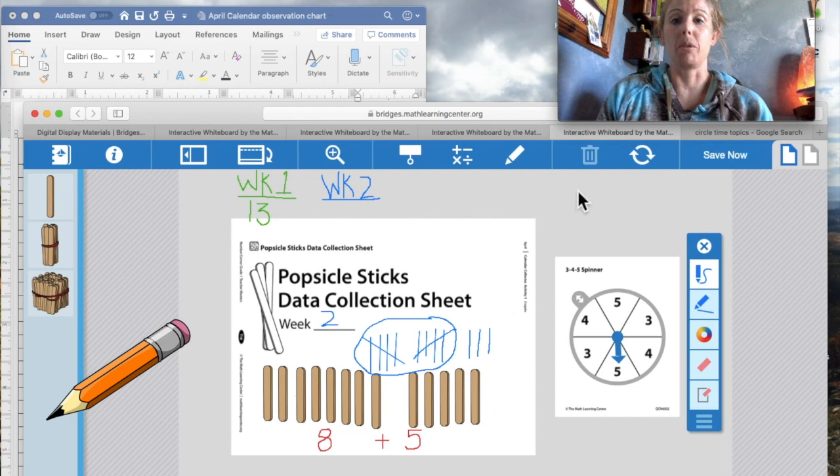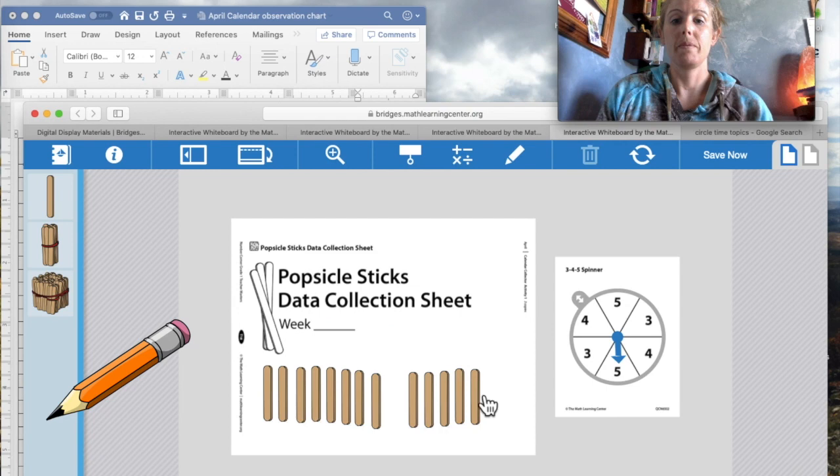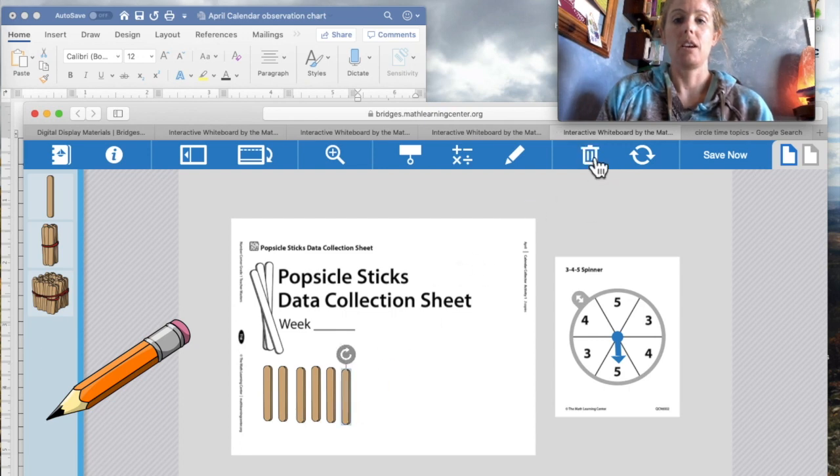So count with me. We're going to delete them. 1, 2, 3, 4, 5, 6, 7, 8, 9, 10. So there's 10, and we're bringing in our bundle for here. So 10 and 3 more, 10, 11, 12, 13.